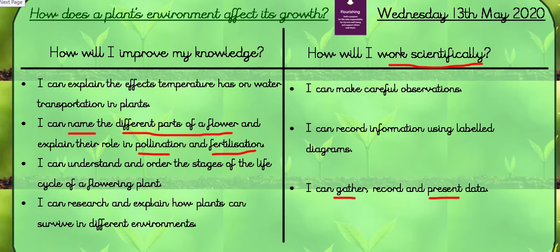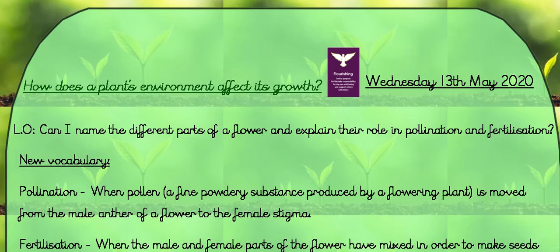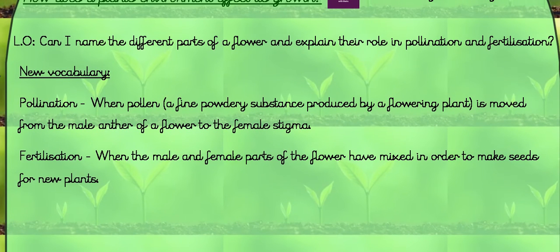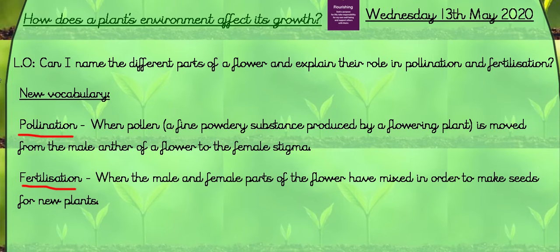Okay, let's get started then. So we've got two pieces of new scientific vocabulary: pollination and fertilisation, and we're going to look at these in more detail now. But just to define them, you can pop this onto your dojo journal or on a piece of paper so that you can refer back to it if you're not sure. So pop today's date and underline it, and our new vocabulary is pollination.